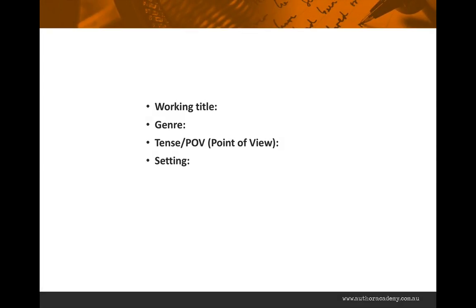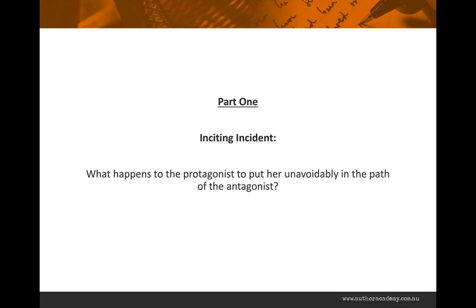Okay, so you need to, of course, have a working title, what genre the story is, the tense or the POV, which is the point of view, and what setting you're writing in. So it's really important to get this information and put it down so that you stick to it, because if you start writing from one point of view and all of a sudden you start writing another, your story's not going to be balanced. So very important.